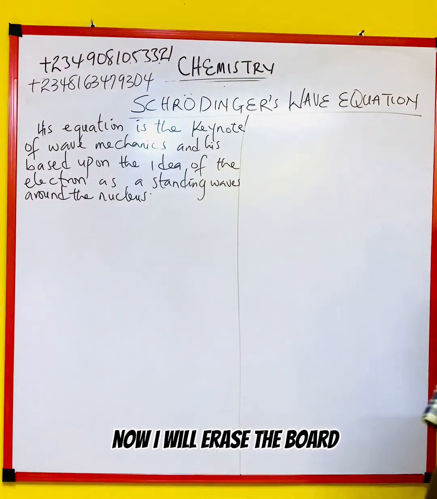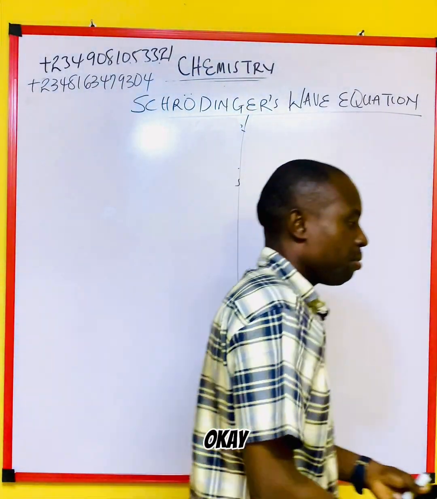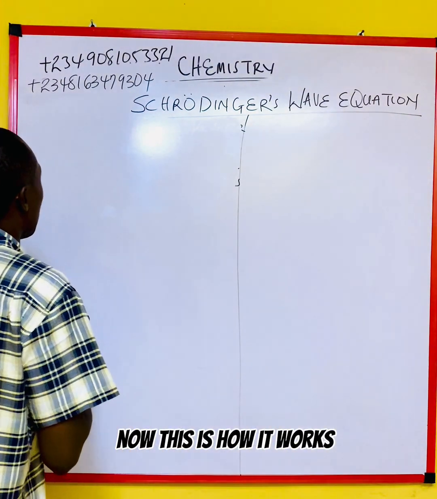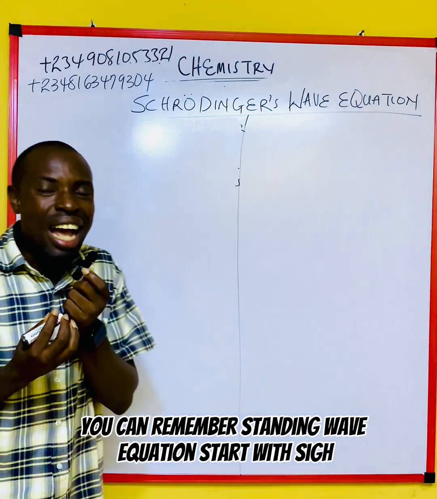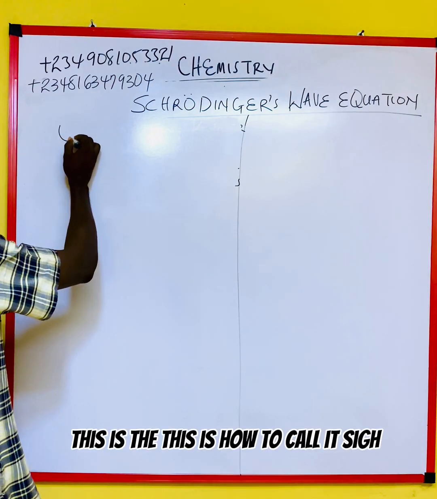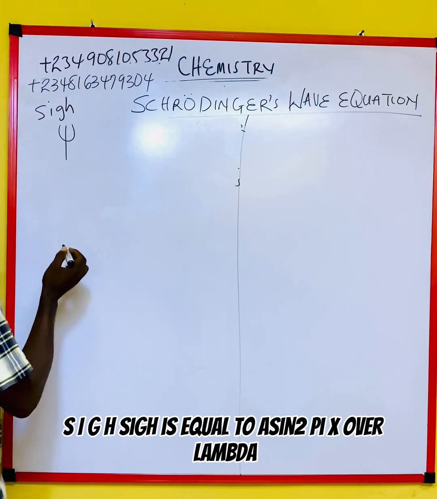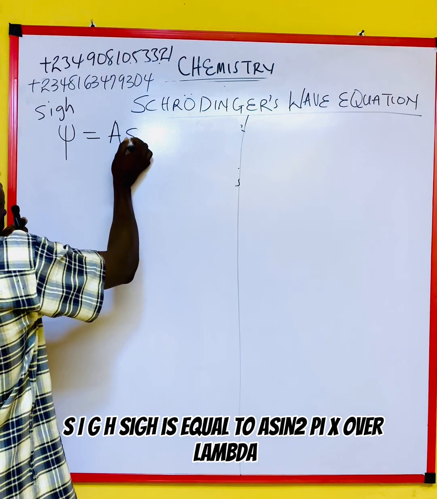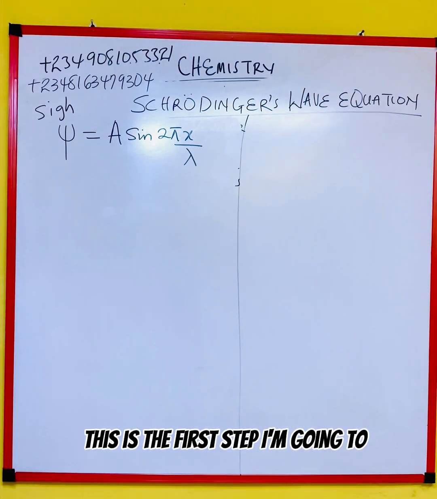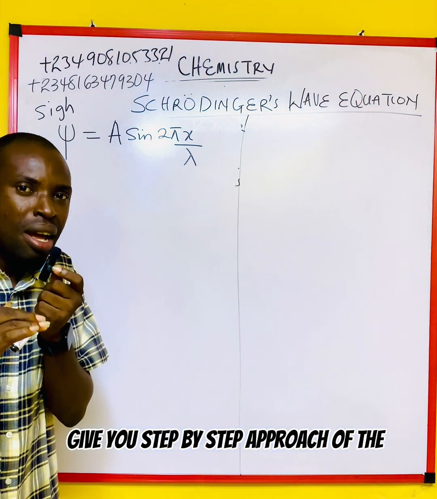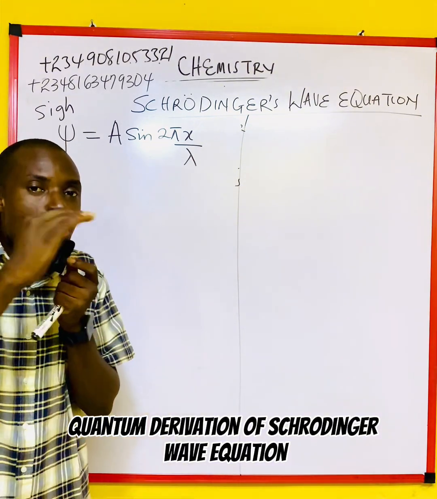Now I'll erase the board to create more room for the derivations. This is how it works. We start with psi, because remember, it's a standing wave equation. Psi is equal to A sine 2 pi x over lambda. This is the first step. I'm going to give you a step-by-step approach of the quantum derivation of the Schrödinger wave equation.